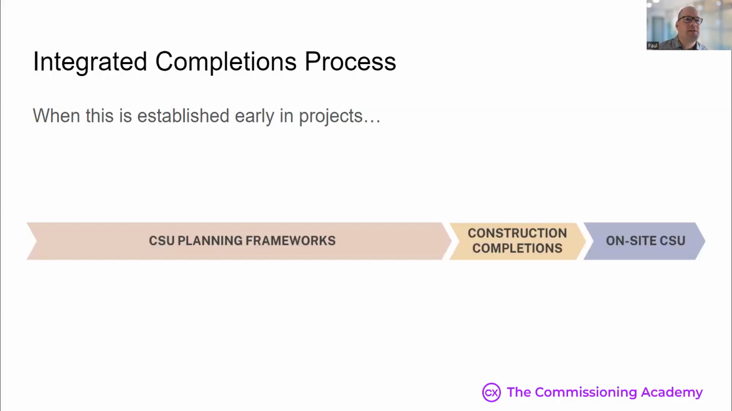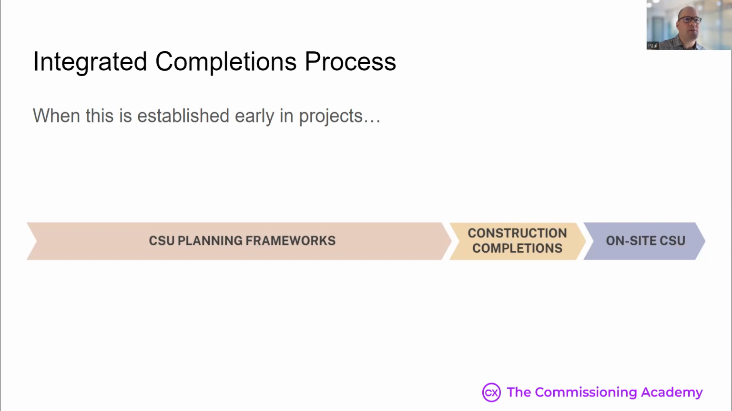All right. Let's start with the processes required for commissioning. And after this, then we'll review the software that's required to manage your commissioning processes. On the process side, there are 3 frameworks required for commissioning project management. We require our planning frameworks to plan for our commissioning activities, our construction completion frameworks, and of course, our on-site commissioning and startup frameworks to manage our commissioning workflows during on-site commissioning. These make up the integrated completions process.